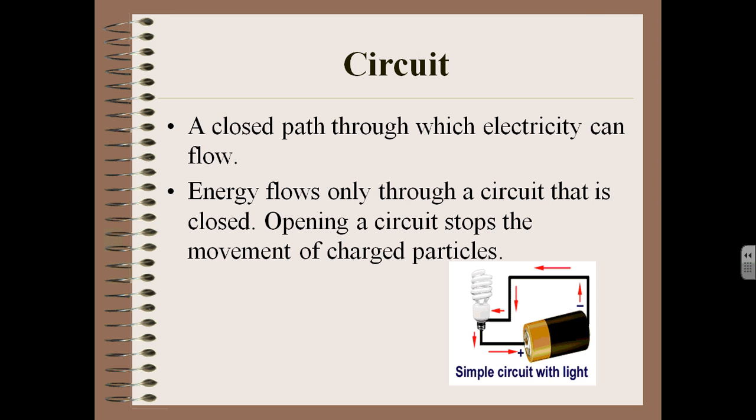Okay. Now, the path that this current is flowing along is what we would call a circuit. A circuit is a closed path through which electricity can flow. Energy flows only through a circuit that is closed. Opening a circuit will stop the movement of those charged particles or stop the movement of the current. So current is what will flow along this circuit. Okay, so now we're kind of starting to see a relationship between these words. Current will flow along a circuit, and the path has to be closed in order for that current to flow.